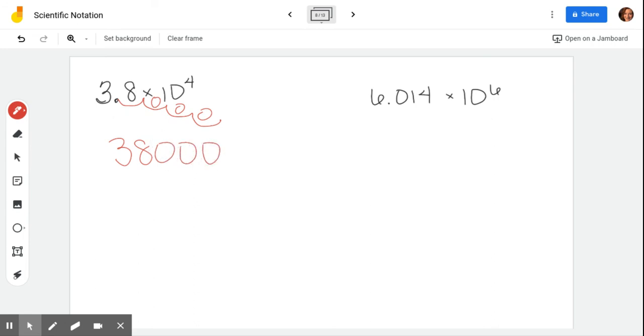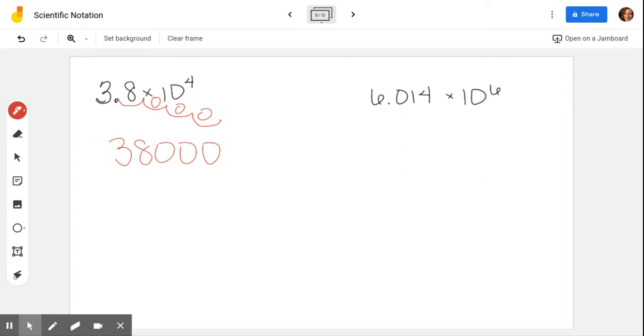Now in my class, I'm not a stickler on commas. I really don't care if you have them or not. Commas don't make the number. They make a number easier to read, but they don't make or break the number. If you are going to put commas, make sure you put them in the right place. Commas and decimals are not the same thing.